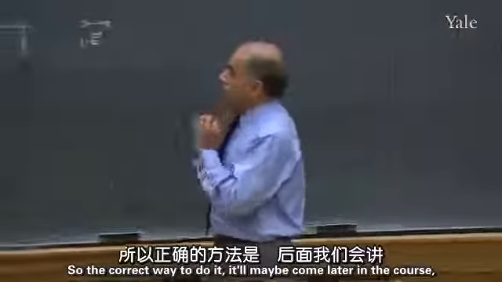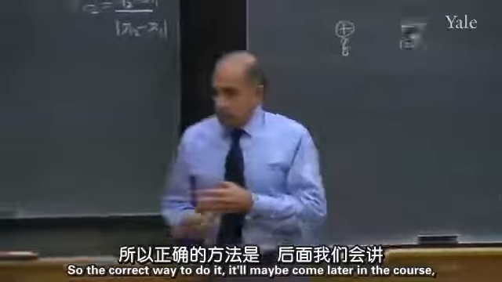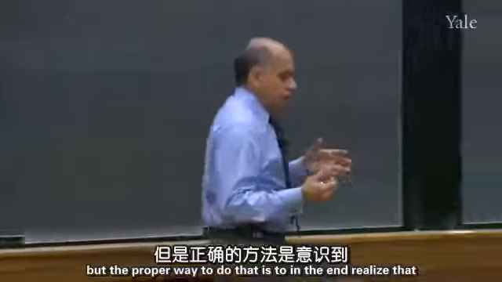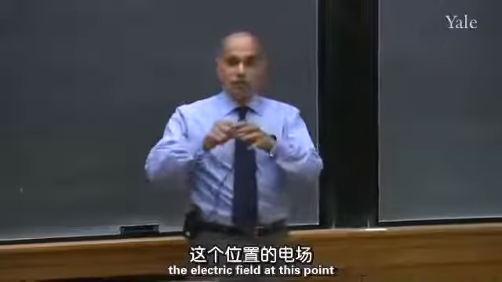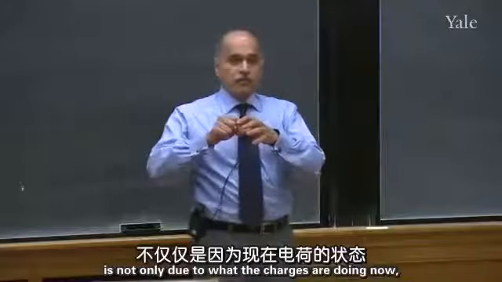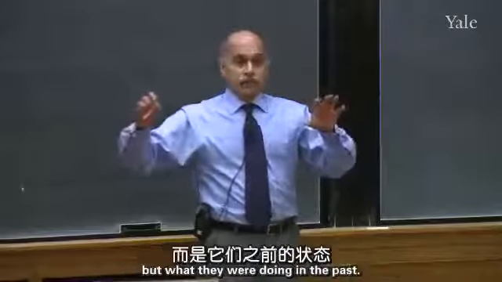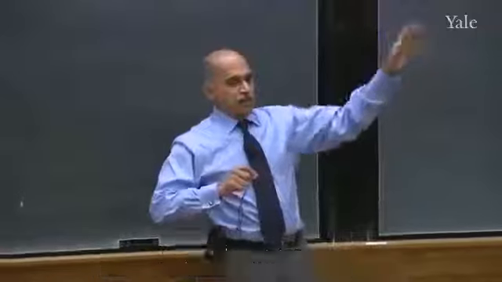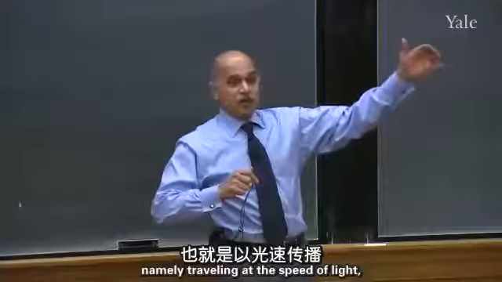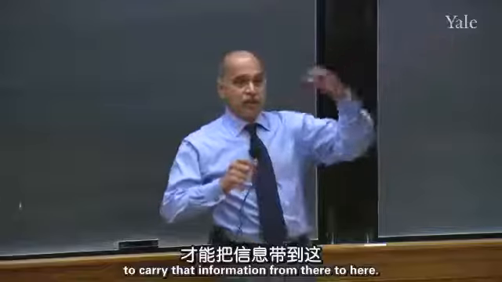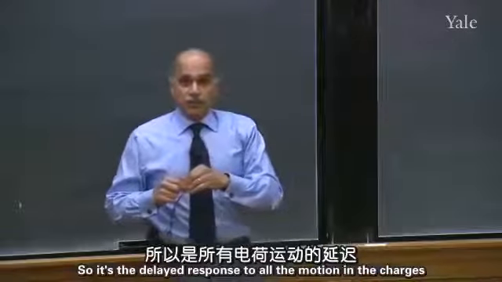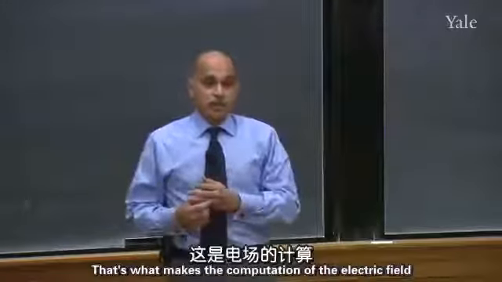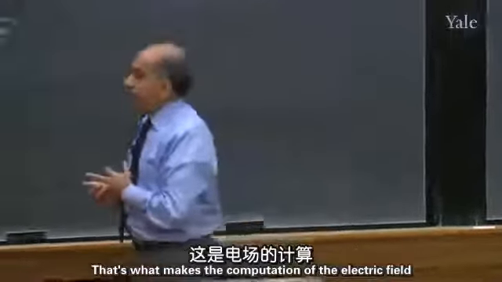So the correct way to do it will maybe come later in the course, or probably not even at the end of this course, but the proper way to do that is to realize that the electric field at this point is not only due to what the charges are doing now, but what they were doing in the past. Because if some charge at the other end of the galaxy did something, it takes some time, namely traveling at the speed of light, to carry that information from there to here. So it's the delayed response to all the motion in the charges that you've got to add to find the field here. That's what makes the computation of the electric field much more complicated.